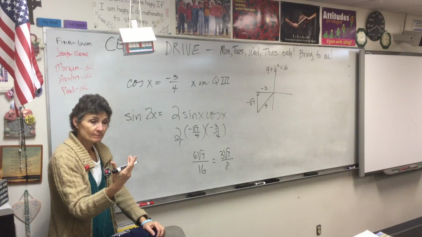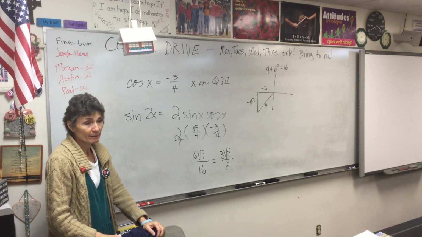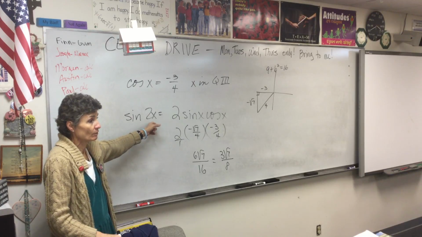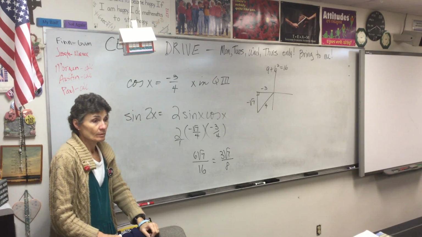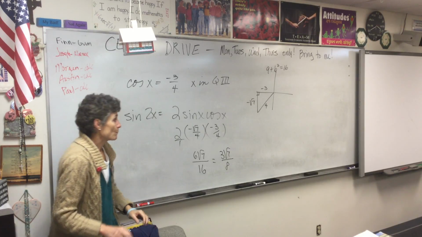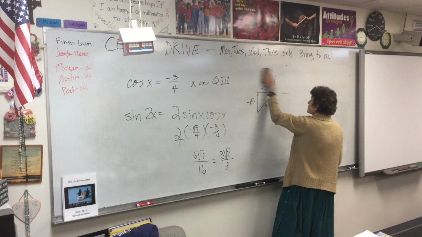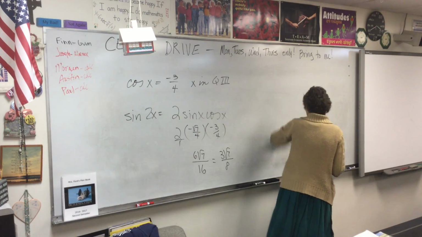On the back, the double and half angles are on the back. This is a double angle formula. I'm doubling the angle. All right? All right, let's try one more. Let's suppose the given is this.